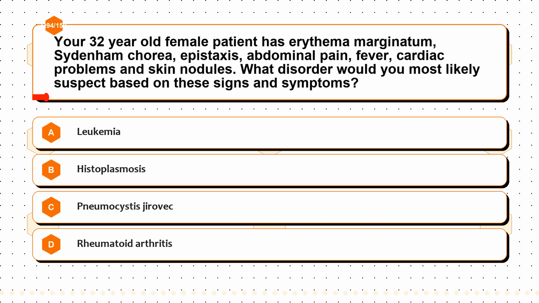Question 94. Your 32-year-old female patient has erythema marginatum, Sydenham chorea, epistaxis, abdominal pain, fever, cardiac problems, and skin nodules. What disorder would you most likely suspect based on these signs and symptoms? Here are the options. Option A, leukemia. Option B, histoplasmosis. Option C, Pneumocystis jirovecii. Option D, rheumatoid arthritis.